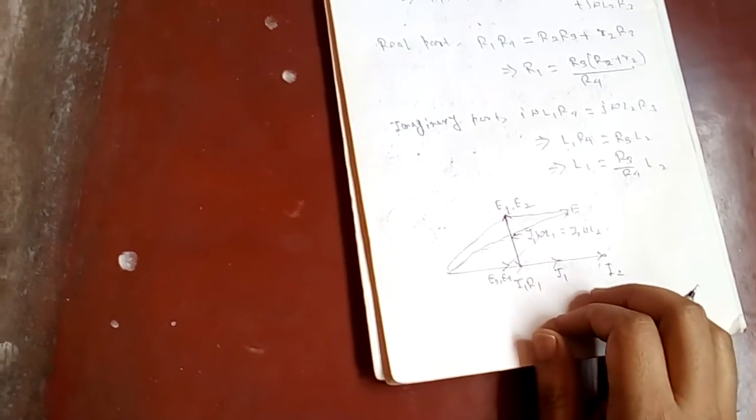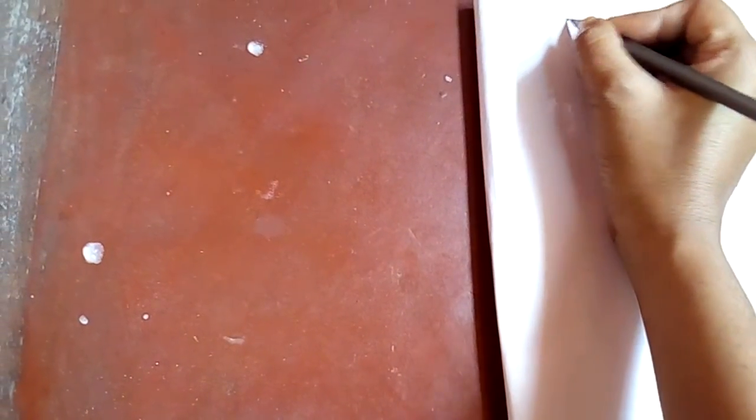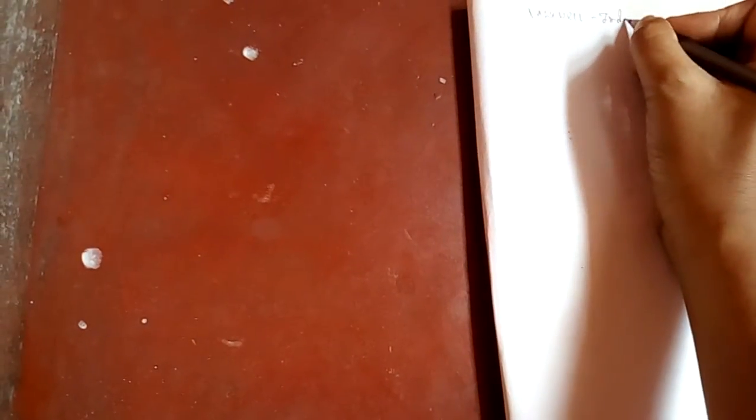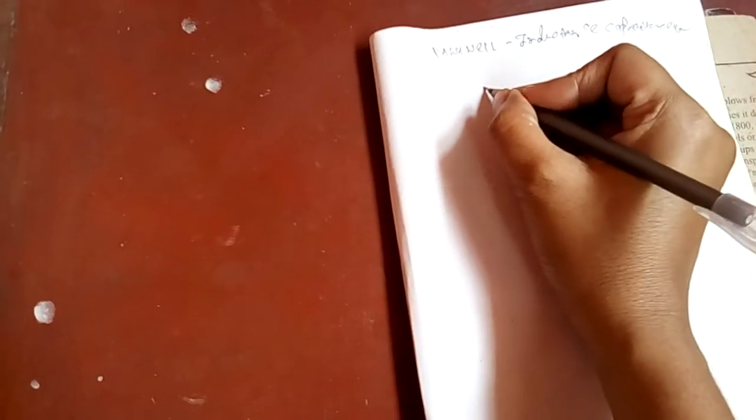Next is the Maxwell inductance capacitance bridge. In the Maxwell inductance capacitance bridge, the inductance is measured in comparison with a variable resistance. The diagram for the Maxwell inductance capacitance bridge is the same as Maxwell's, with just a few differences.